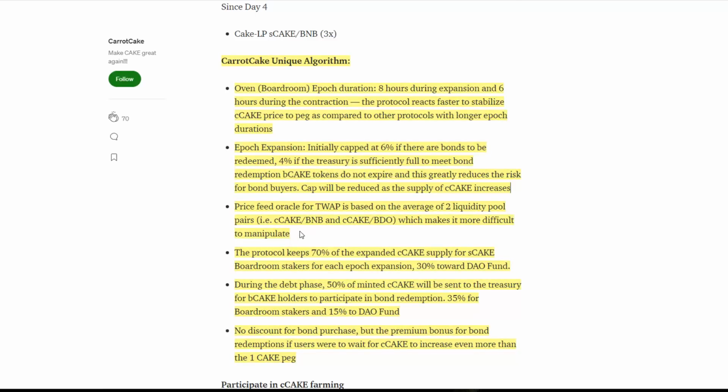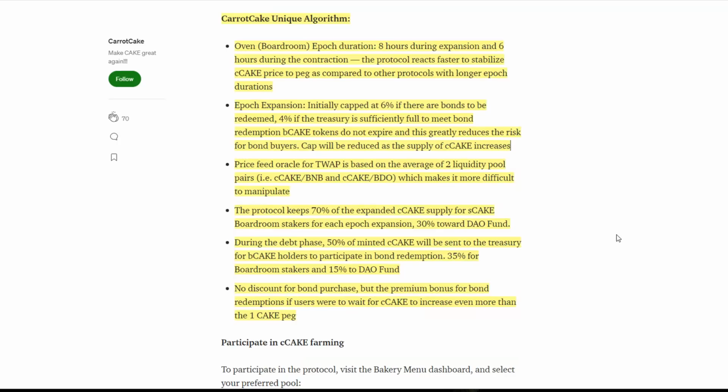And it says a price feed oracle of TWAP is based on the average of 2 liquidity pool pairs. So they're taking basically the average price of 2 pools instead of just one, which makes it more difficult to manipulate. The protocol keeps 70% of the expanded CarrotCake supply for the sCAKE bond stakers for each expansion, 30% towards the DAO fund.